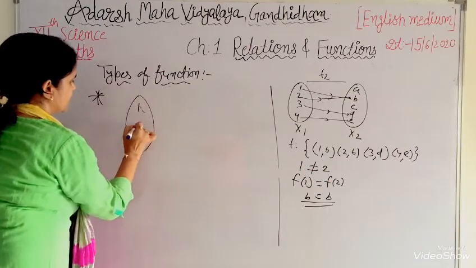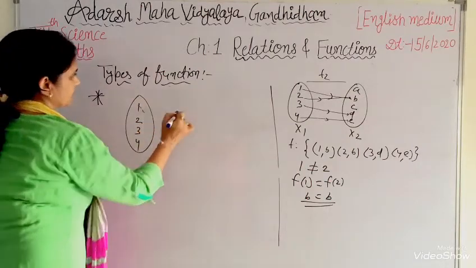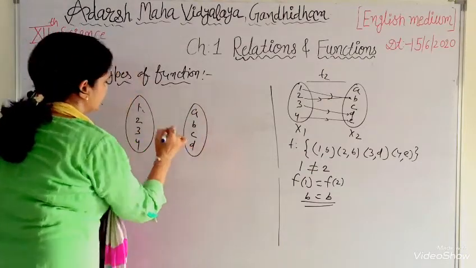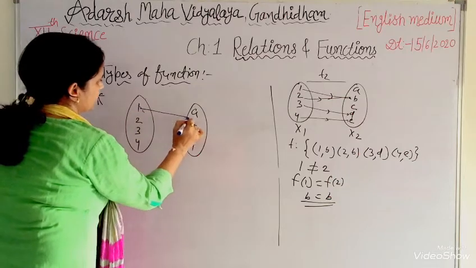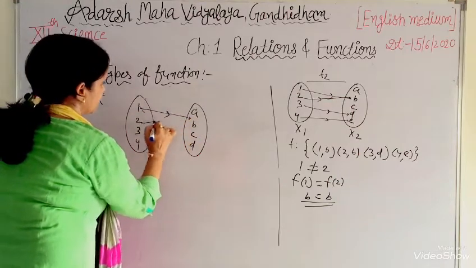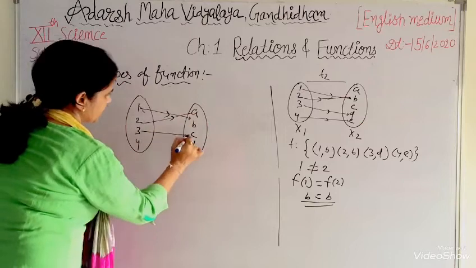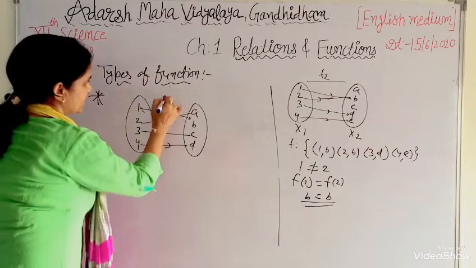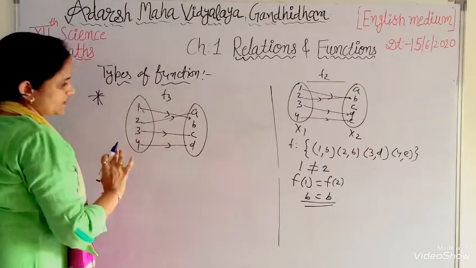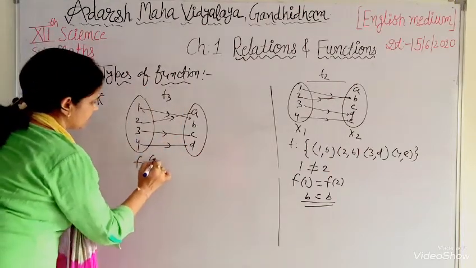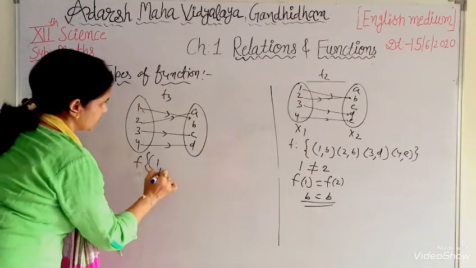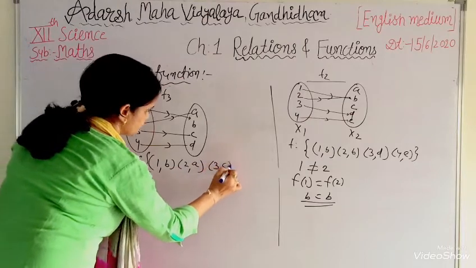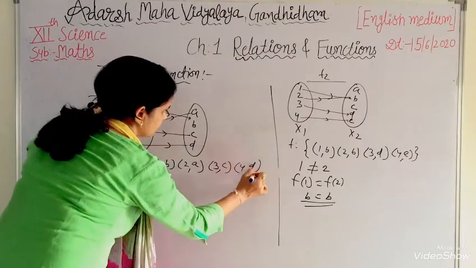Next, one, 2, 3, 4. And here A, B, C and D. 1 is related to B, 2 is related to A, 3 is related to C and 4 is related to D. Here, students, the function is 1B, 2 with A, 3 C and 4 is with D.